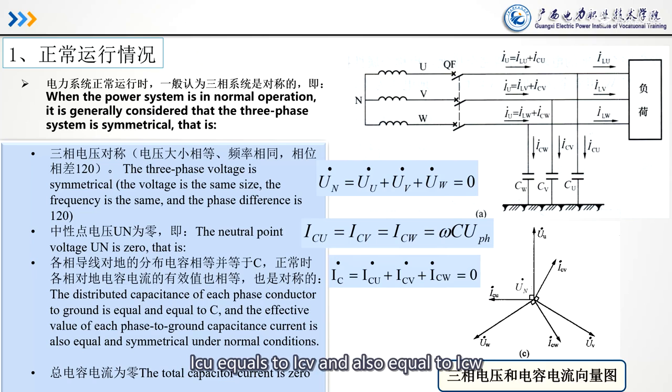ICU equals ICV and also equals ICW, and equals omega C times U. The distributed capacitance of each phase conductor to ground is equal and equal to C, and the effective value of each phase-to-ground capacitive current is also equal and symmetrical under normal condition. And the total capacitive current is 0. You can see the graphs over here, which show how to do the math.